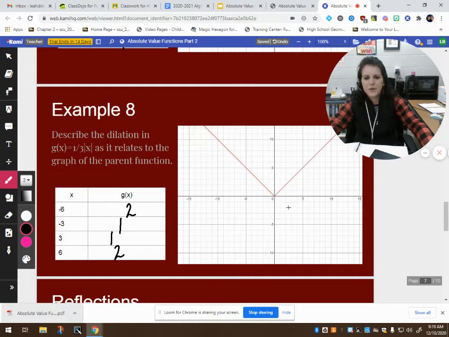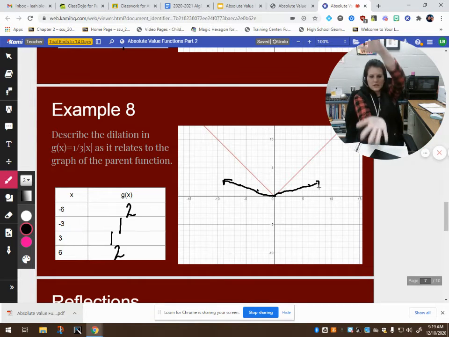So let's graph it. I go over to -6, up 1, 2. We can see it's wider than the previous function. Go over to -3 and up 1. If I plugged in 0, I would get 0. Go over 3, up 1. And over 6, up 2. And there is my graph, and we can see that it was compressed vertically.